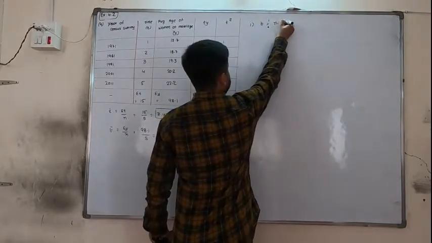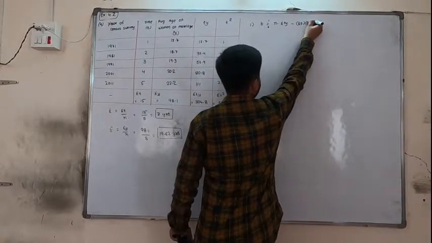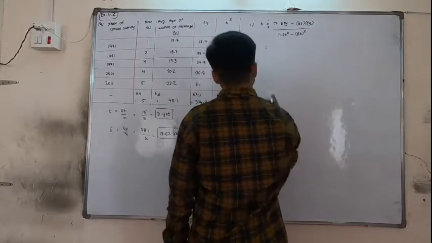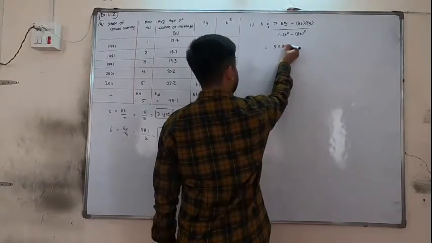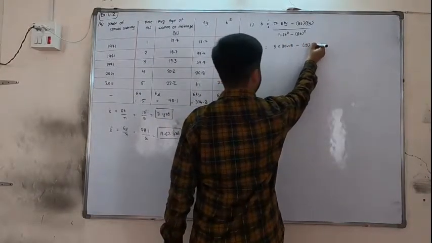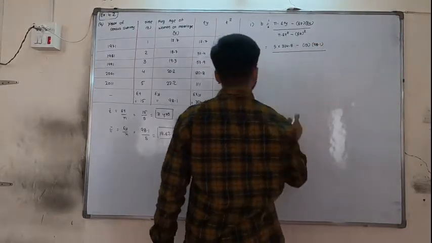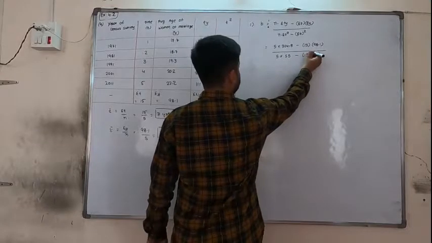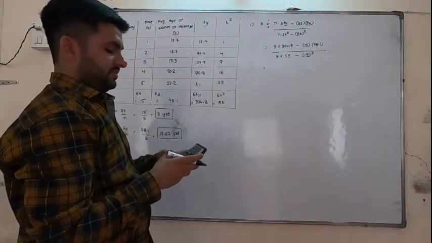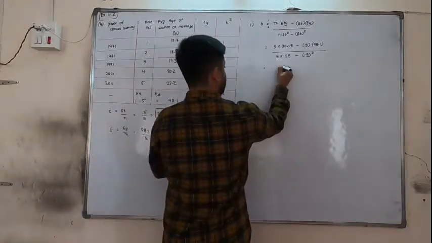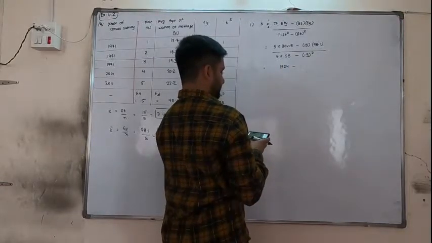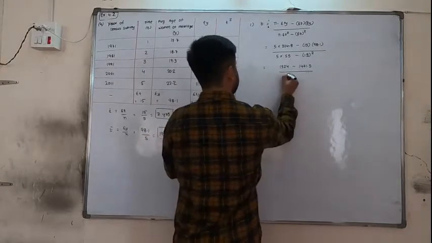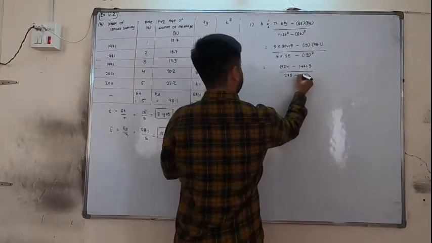Now, first step. b is equal to n into sigma ty minus sigma t multiplied by sigma y, divided by n multiplied by sigma t square minus sigma t whole square. n is 5, sigma ty is 304.8, sigma t is 15, sigma y is 98.1, n is 5, sigma t square is 55, sigma t whole square is 15 whole square. 304.8 multiplied by 5 is 1524, minus 15 into 98.1, which is 1471.5. 55 into 5 is 275, and 15 square is 225.